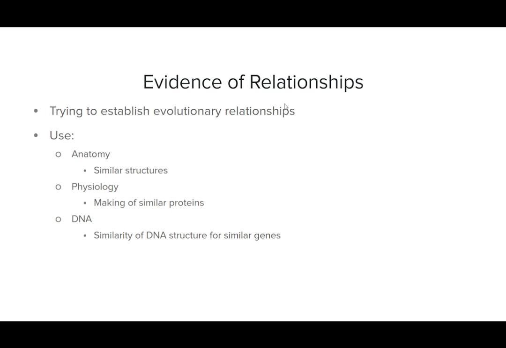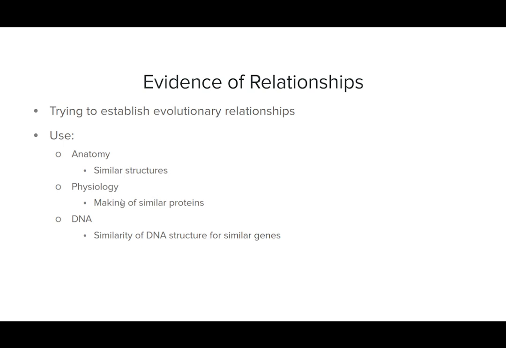Now, evidence of relationships. Scientists use multiple forms of evidence to determine whether something has a relationship in the past. So we use anatomy, whether they have similar structure. For example, we could look at birds, and then we look at owls, and maybe we look at eagles, and then we realize, oh, they might come from the same family. Or we compare the physical structures, bones, and vertebrates, or other stuff.